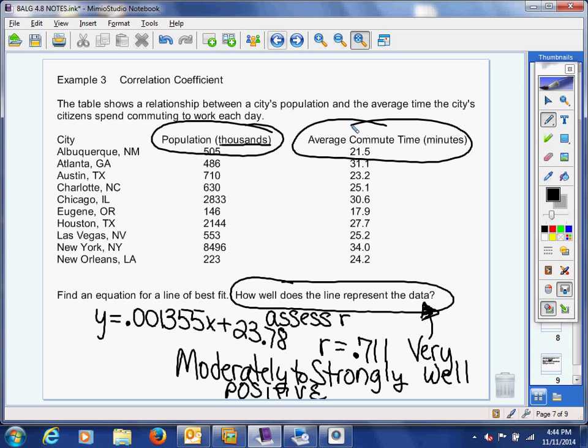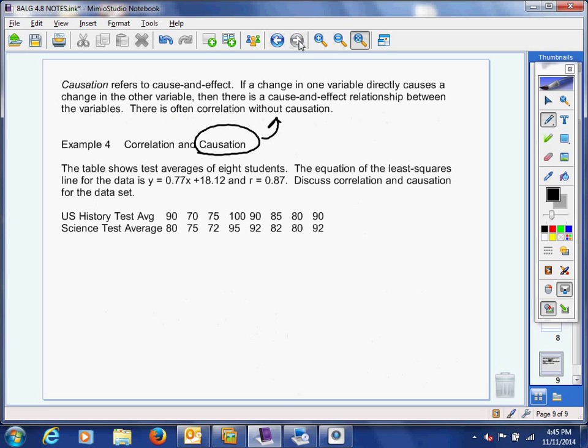I think there's some validity here. The more people you have, the more cars you have, and the longer your wait time in traffic is going to be. So I would say that there's definitely causation here, that the more people there are, the longer your commute is going to be, because there's going to be more cars on the road. So this example shows both strong correlation and also indicates causation, that the amount of population does affect the amount of time. Okay, now let's flip back to this example 4, and they give you a table.